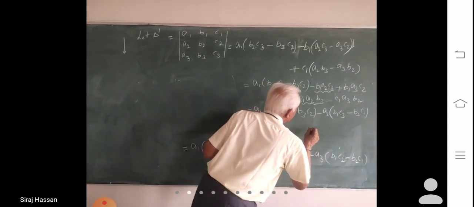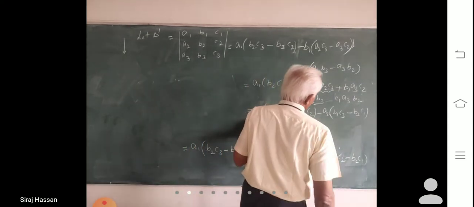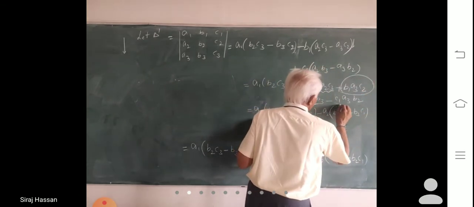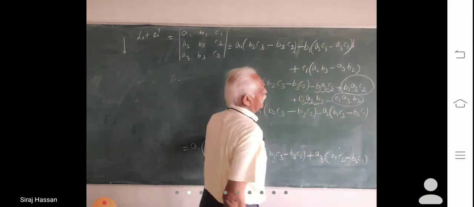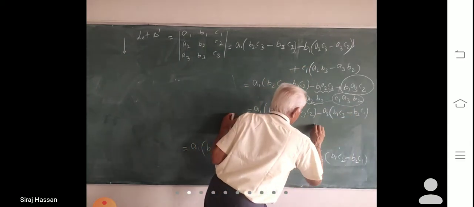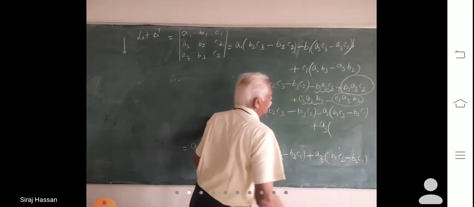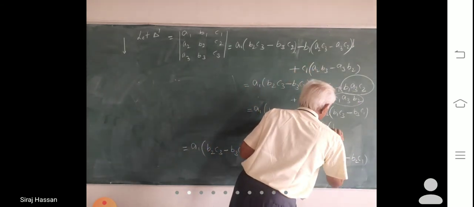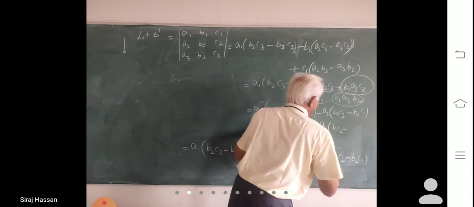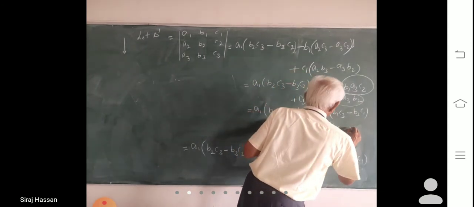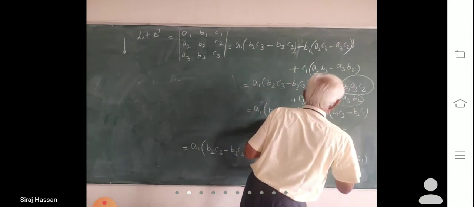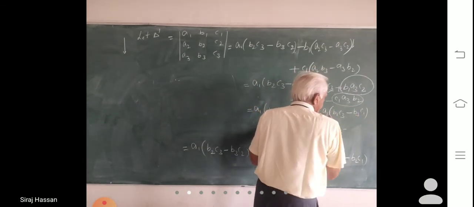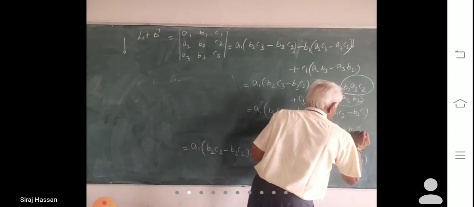Plus A3. Find out where you have the A3 term, this one and this one. Take out A3 common. What are you left with? B1 C2 minus B2 C1. A3 has come out, times B1 C2 minus B2 C1.